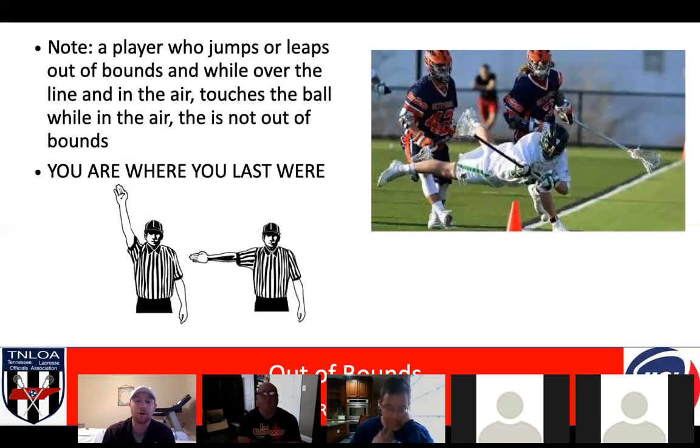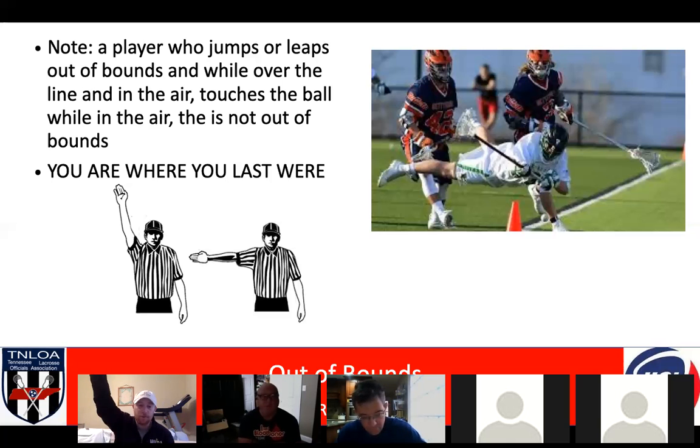That's why in lacrosse, we require players to be grounded when they're shooting the ball. If they're grounded while they shoot the ball and then go into the crease and the ball goes into the goal before they touch the crease, they are where they last were. Remember that call.